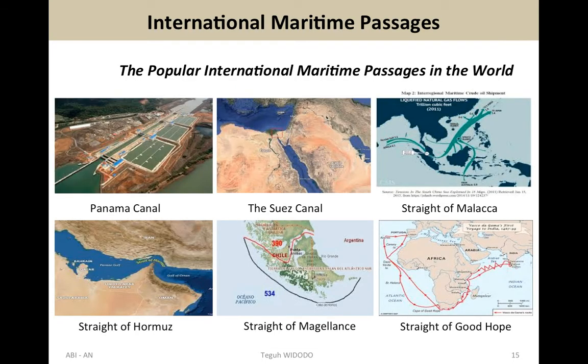Okay. In the subchapter about international maritime passages, there are six popular international maritime passages in the world. They are the Panama Canal, the Suez Canal, the Strait of Malacca, the Strait of Hormuz, the Strait of Magellan, and the Cape of Good Hope.